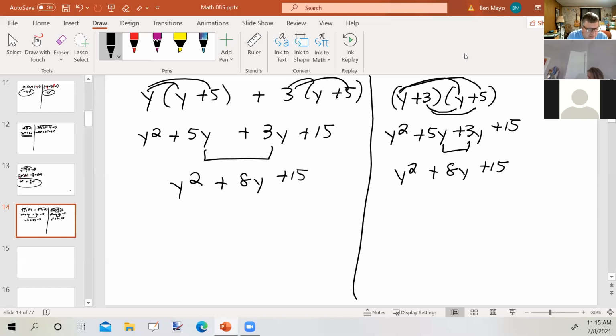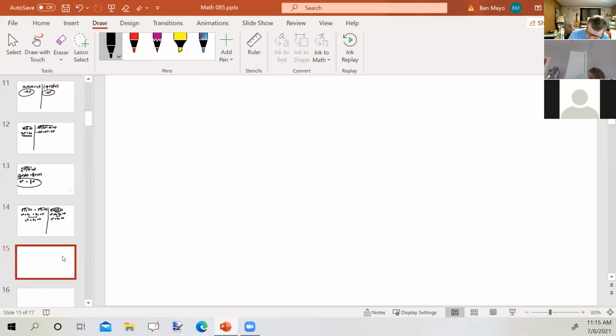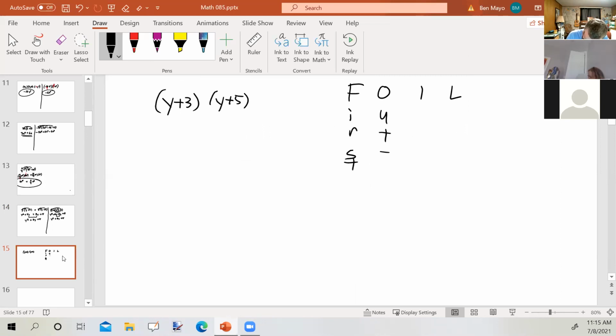Any questions on that example? I want to look at it again. Y plus 3 times y plus 5. This is sometimes called FOIL. And FOIL stands for first, outer, inner, and last.